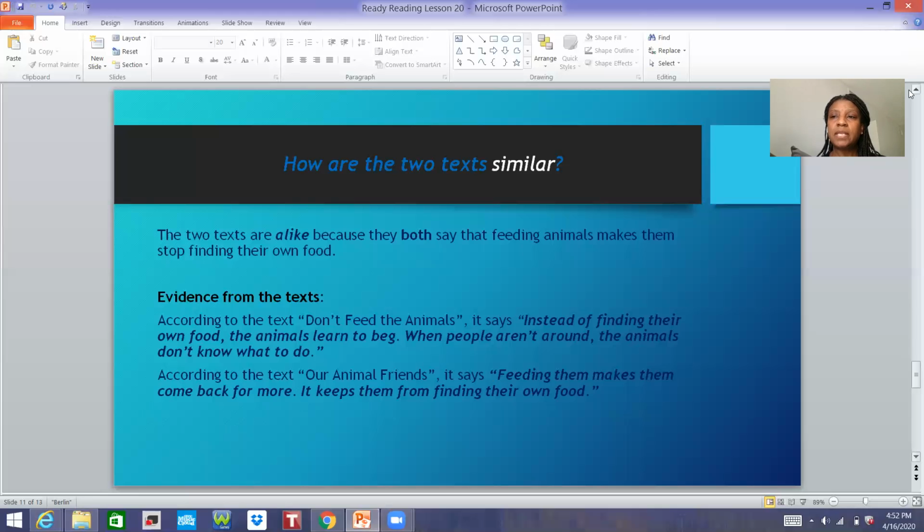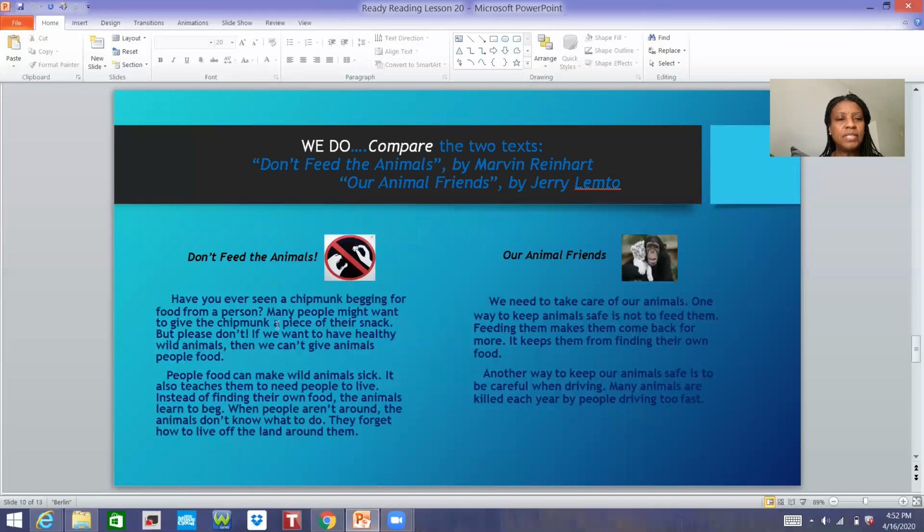So I'm going to go back to the text again. We go back and we skim, which I hope you took a moment to do. We look back over paragraph 1 in text 1. This one is just saying, have you ever seen a chipmunk begging for food? If you skim down, it says, please, but please don't. So we know the first paragraph doesn't really tell us why not to feed them. But if we go to the second paragraph, it gives us an explanation as to why we shouldn't feed them.